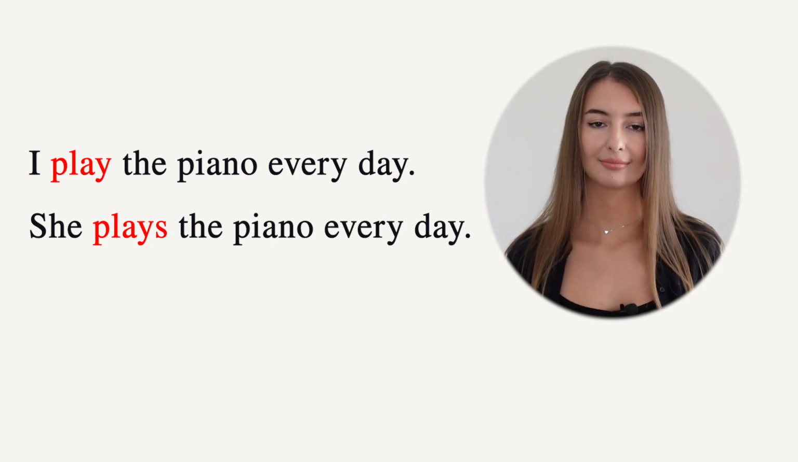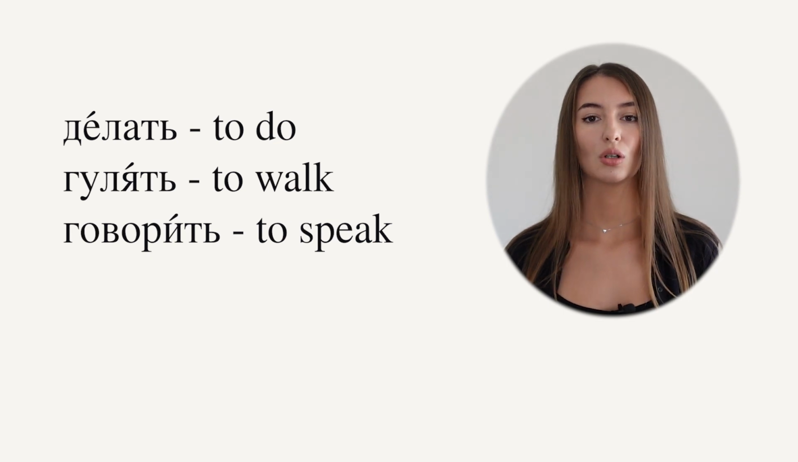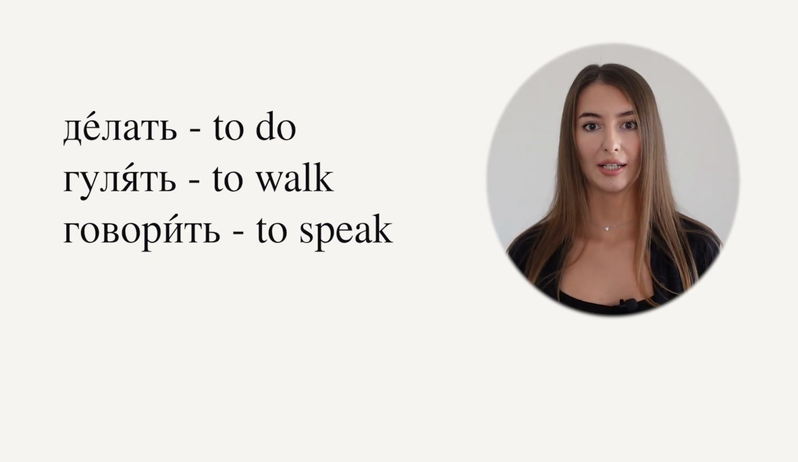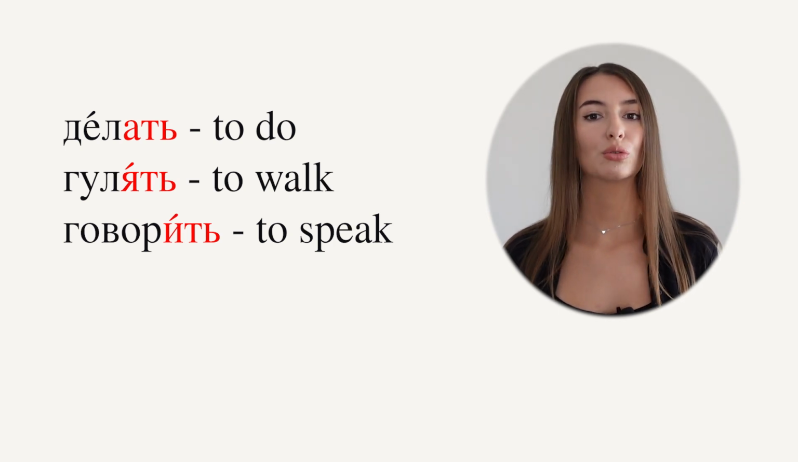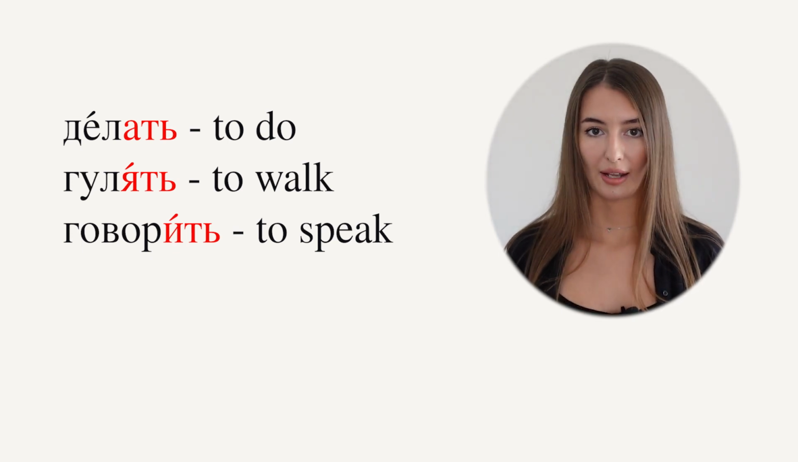I can understand that some of you who have just started learning Russian must be confused about all these theories that I have just mentioned. So let's look at the examples and you will see that it's not that scary. For example, we have verbs делать, гулять, говорить. Pay attention to the endings. From them, we understand to which group a verb belongs and what personal endings we need to add.